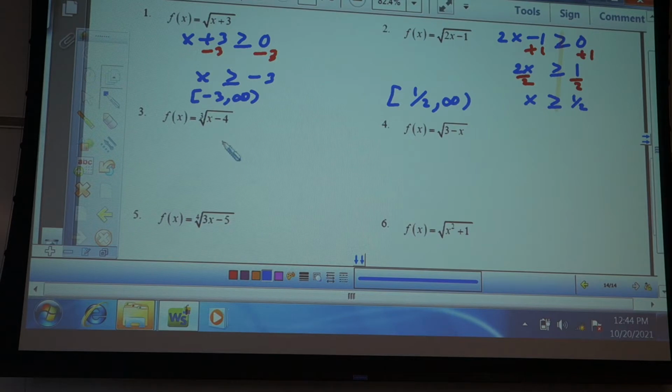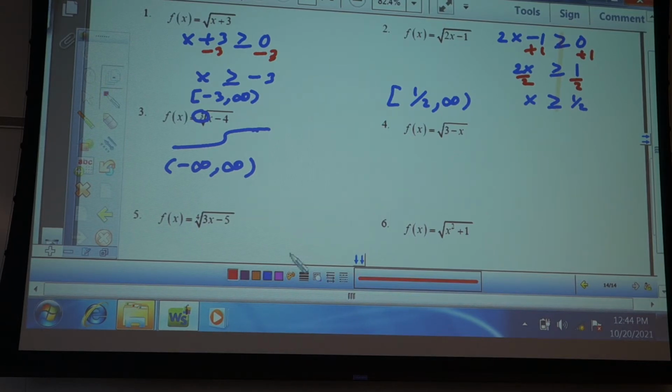All right, the next one, remember it's cube root. So this is the S-shaped, right? So this means that it's just from negative infinity to positive infinity. You don't have to do anything for the domain. All those S's, all those cube roots are always going to be our real numbers, domain and range.